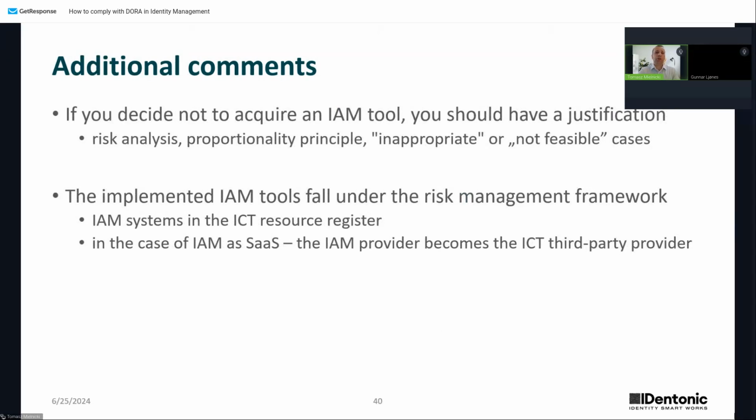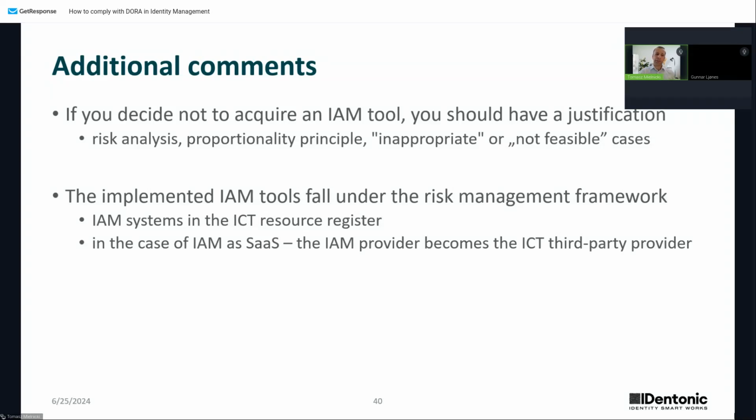So you need to remember that if you finally decide not to acquire IAM tooling, it may happen, but you need to have some justification based on risk analysis, maybe based on the proportionality principle, or maybe just it's not feasible, or it's not the appropriate case. But you need to have a justification why you didn't implement this kind of tooling. You have something else, you have procedures.